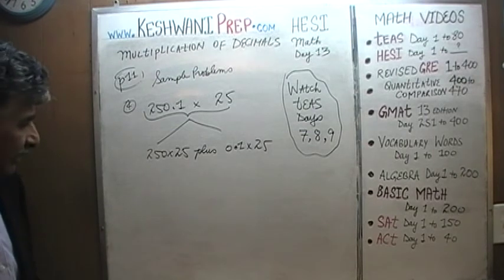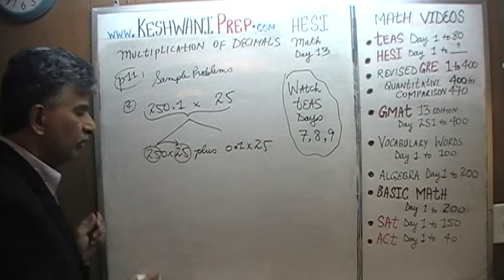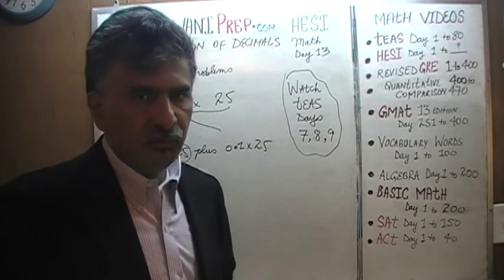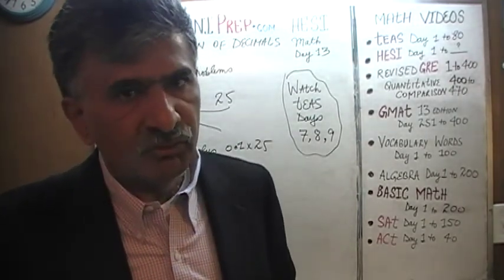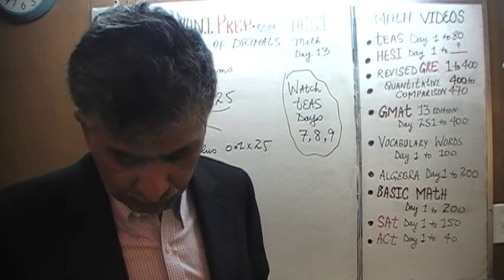The second thing I want you to understand is that this part right here, 25 times 25, is something I expect you to know by heart. There are certain things that you have to know for the exam by heart, and one of them is your squares. You must know some basic squares by heart.